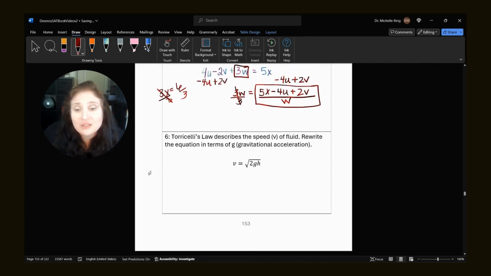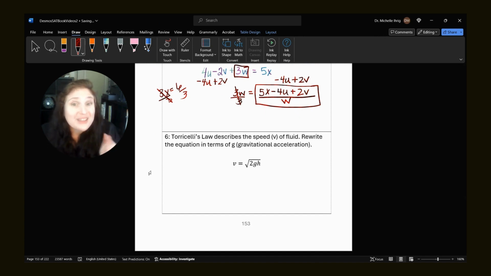All right. Torricelli's law describes the speed v of fluid. Rewrite the equation in terms of g, gravitational acceleration. That's a real thing. I looked it up to try to make it relevant because remember, 30% of your questions are going to be in context. All right, we are trying to get g.